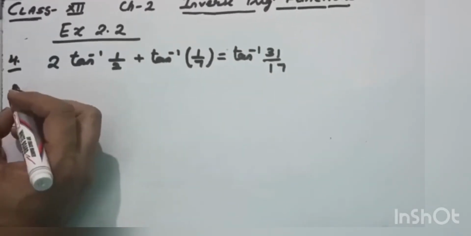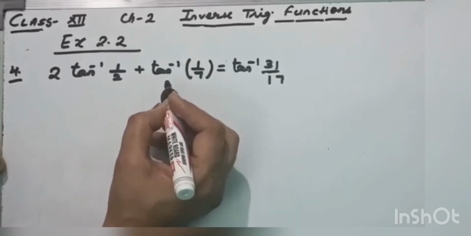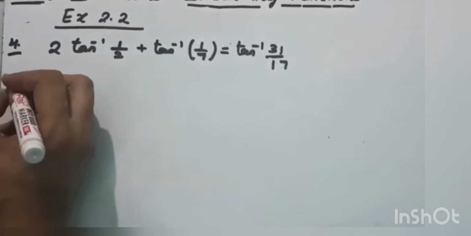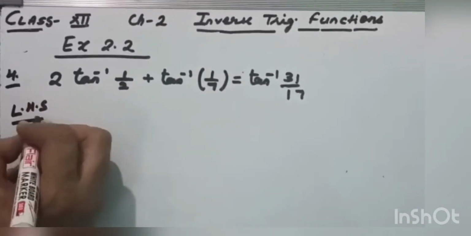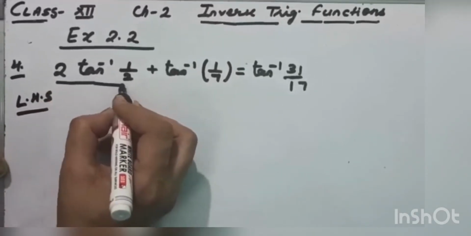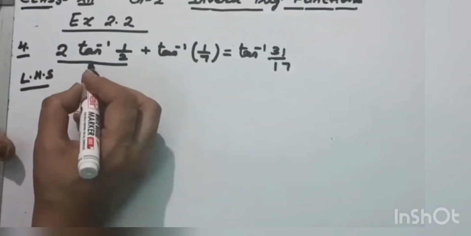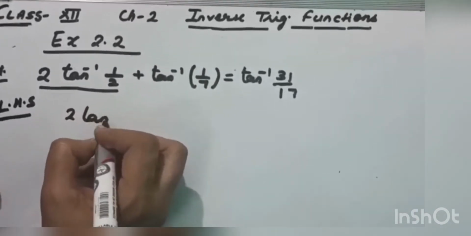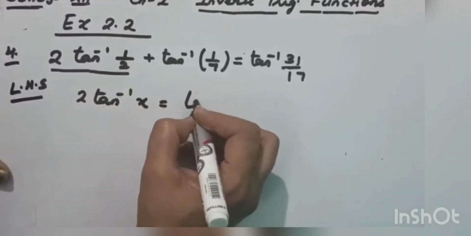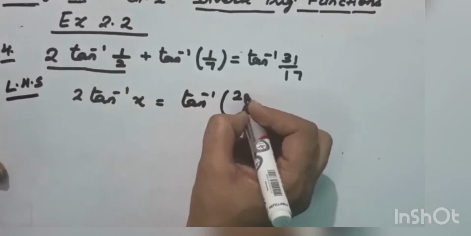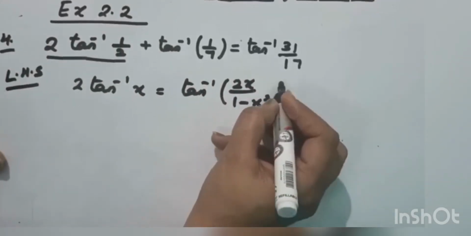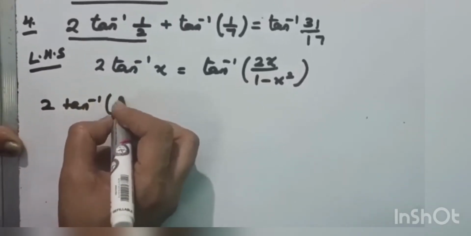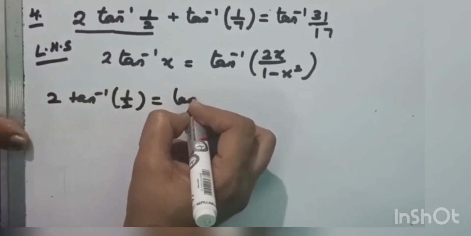Now in question number 4, 2 tan inverse 1 by 2 plus tan inverse 1 by 7, we have to prove that this is equal to tan inverse 31 by 17. Again we start from the left hand side. Here we have 2 tan inverse 1 by 2, so first we convert this in terms of tan inverse. As we know the formula, 2 tan inverse x is equal to tan inverse of 2x over 1 minus x square. So first we apply this result to convert 2 tan inverse 1 by 2 in terms of tan inverse.